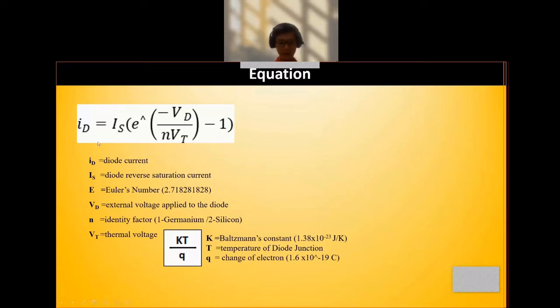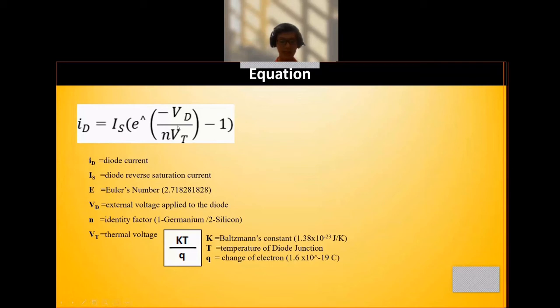The equation that we use to calculate for the p-n junction diode is ID equals IS times (e to the power of VD divided by N VT, minus 1). ID is the diode current and IS is the diode reverse saturation current. E is the Euler number, which is 2.718281828. VD is the external voltage applied to the diode. N is the ideality factor, which is 1 for germanium and 2 for silicon.